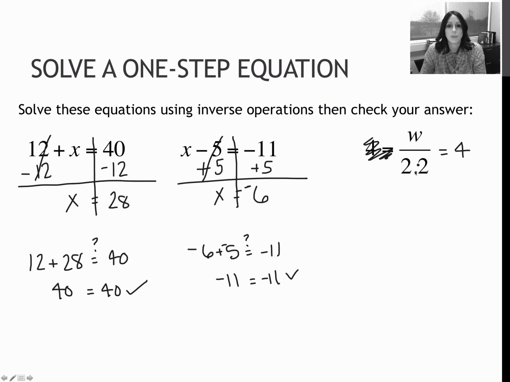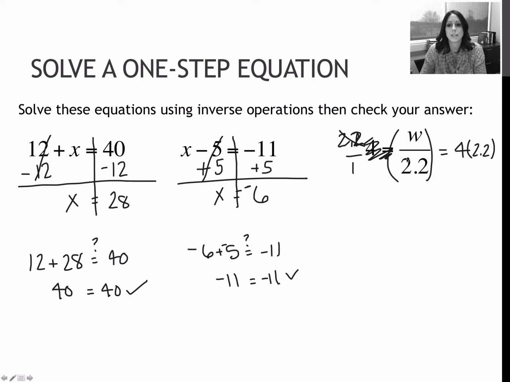This is w divided by 2.2, and to get rid of a divided by, I have to multiply. So what I'm going to do on this side is I'm going to take it times 2.2, oops, not 2.1, 2.2, and this side times 2.2. And it's okay that I wrote them a little bit differently.